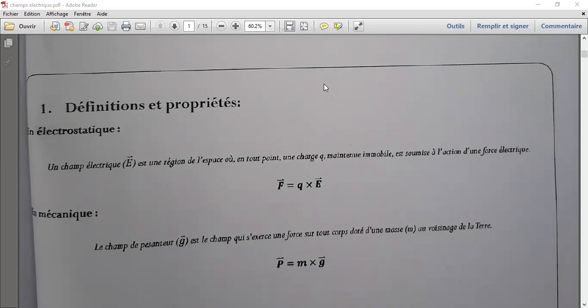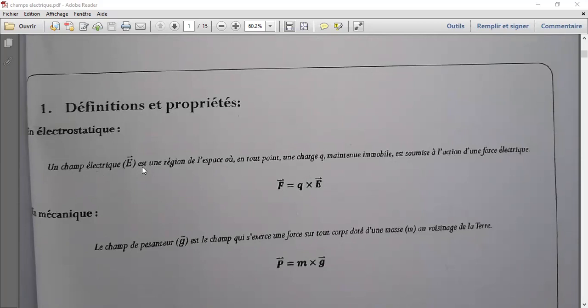Okay. So we're going to define what is champ electric. Here, under my definition: champ électrique est une région de l'espace où en tout point une charge Q maintenue immobile est soumise à l'action d'une force électrique. So here they are saying champ électrique is a region of space where at every point the charge Q, which is maintained immobile, is subjected to the action of an electric force.